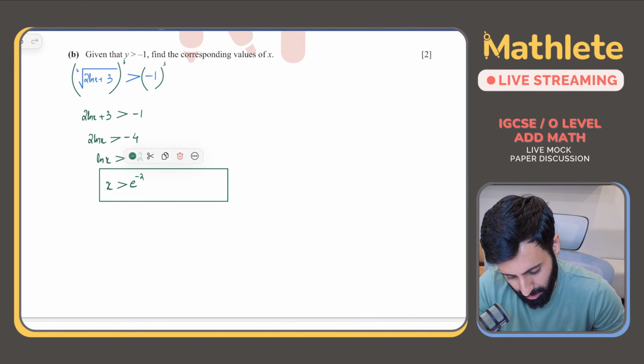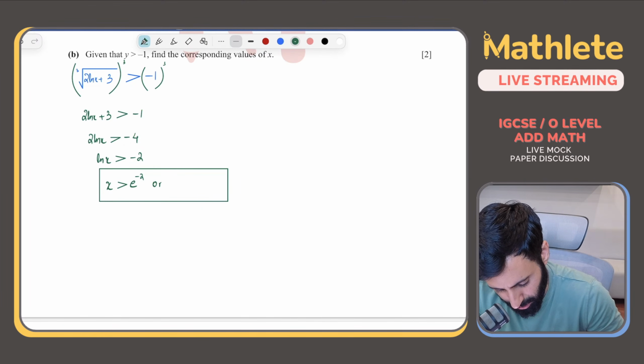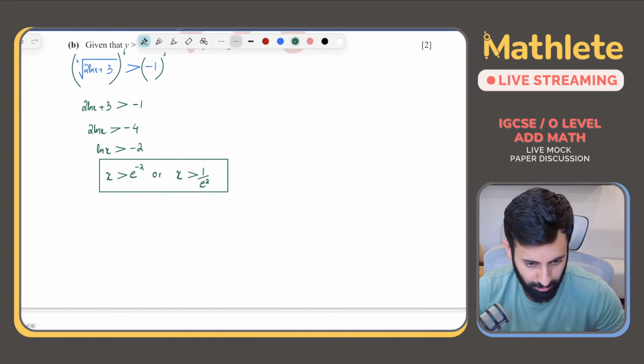Or you can write it as, but just write 1. Okay, don't write both. It's not that I write four kinds of answers to impress the examiner. No, just write 1. Okay.